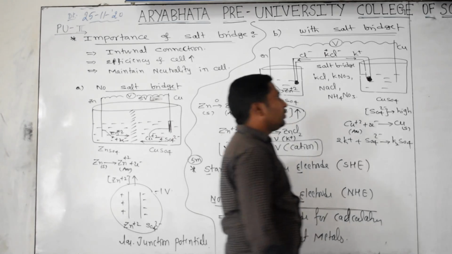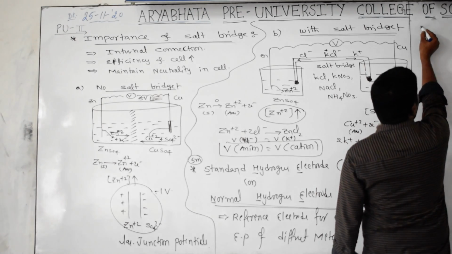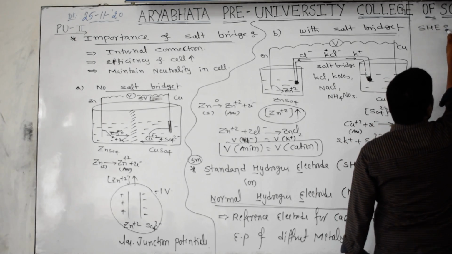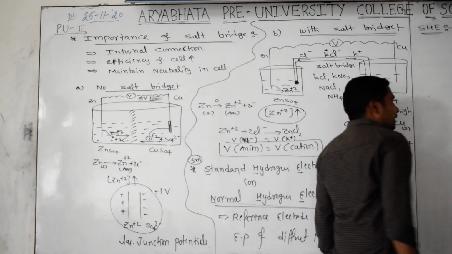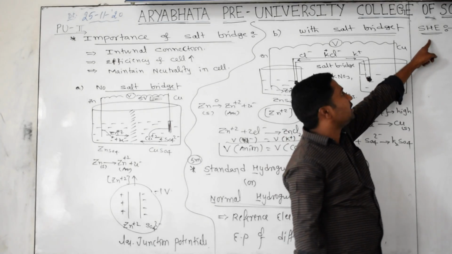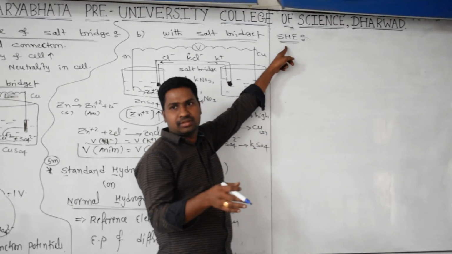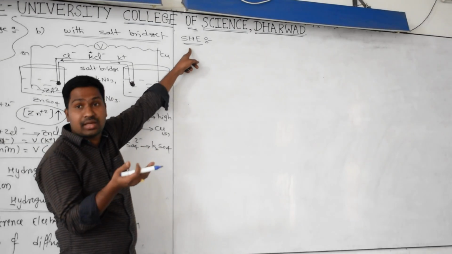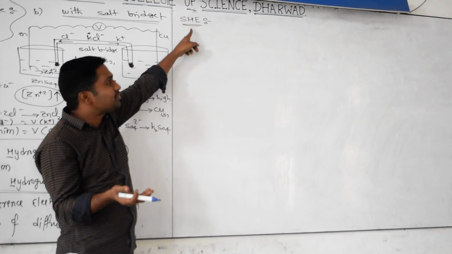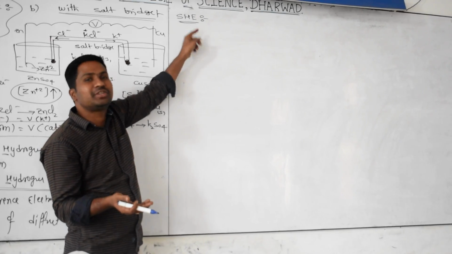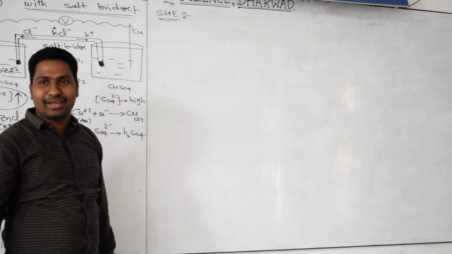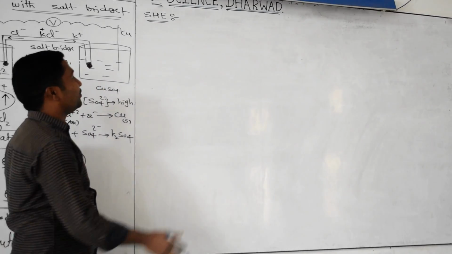First of all, we have to learn the construction of SHE. How will you construct SHE? In chemistry, SHE has very great importance. Without SHE, in chemistry as well as in our daily life, we can't do anything. Yes or no? And at the same time, hydrogen is most dangerous. I will explain in chemistry as well as in daily life also. You see carefully.